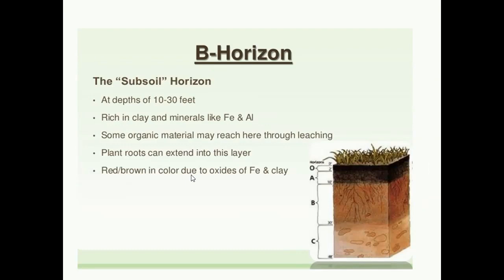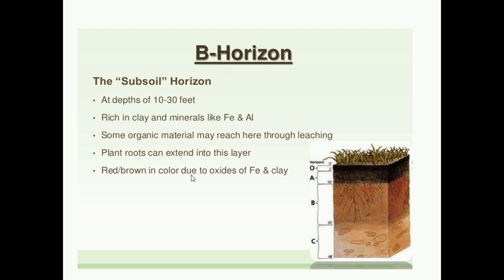Next one, the B horizon. This is the subsoil horizon, at depths of 10 to 30 feet. We can observe the B horizon in this picture. The root system is present in the B horizon. It is rich in clay and minerals; the most important minerals present in the B horizon are iron and aluminium. Some organic material may reach here through the leaching process.